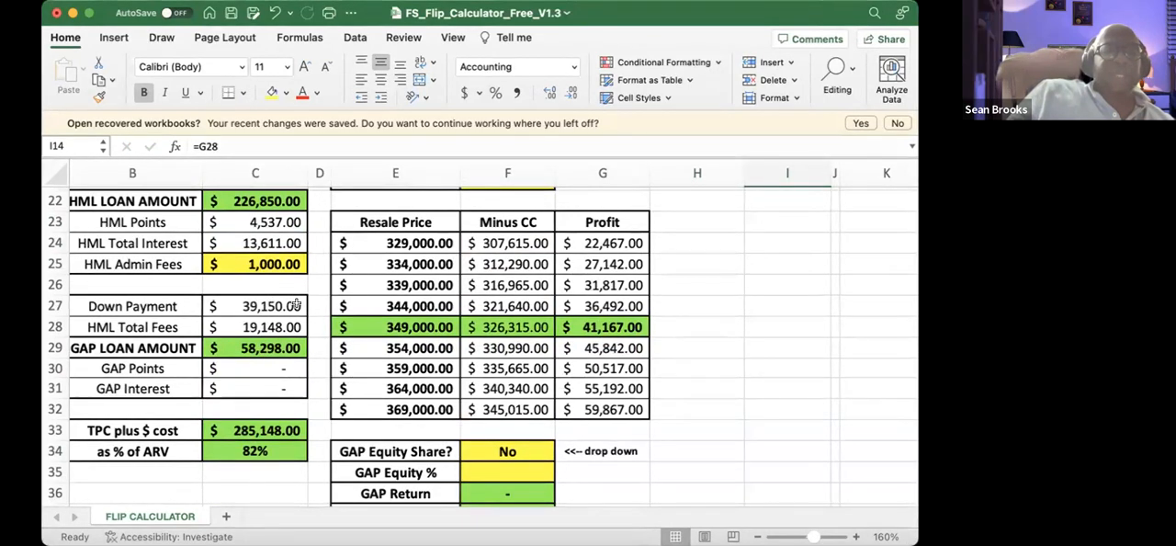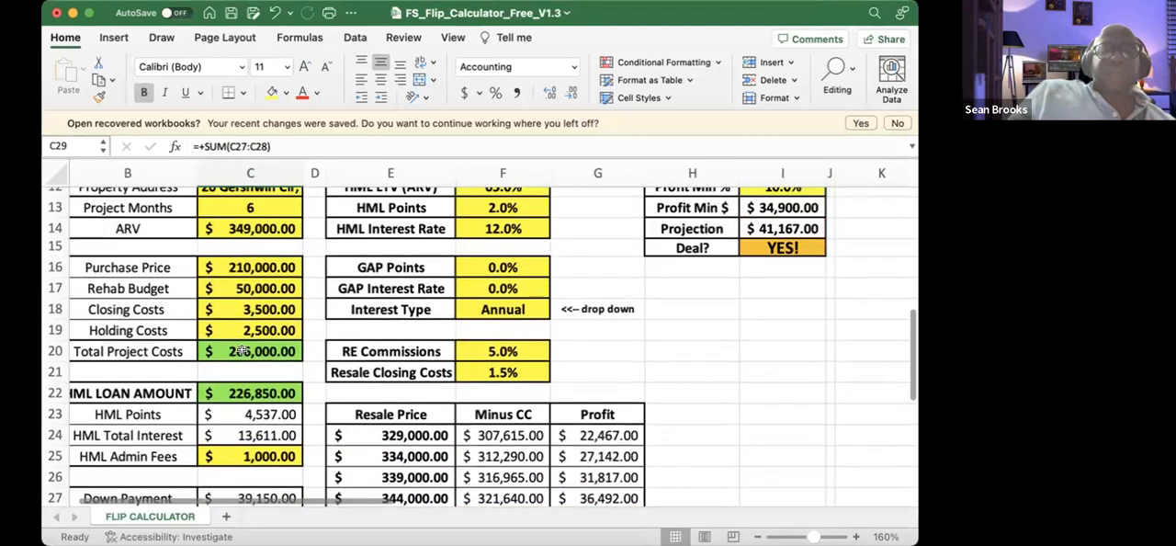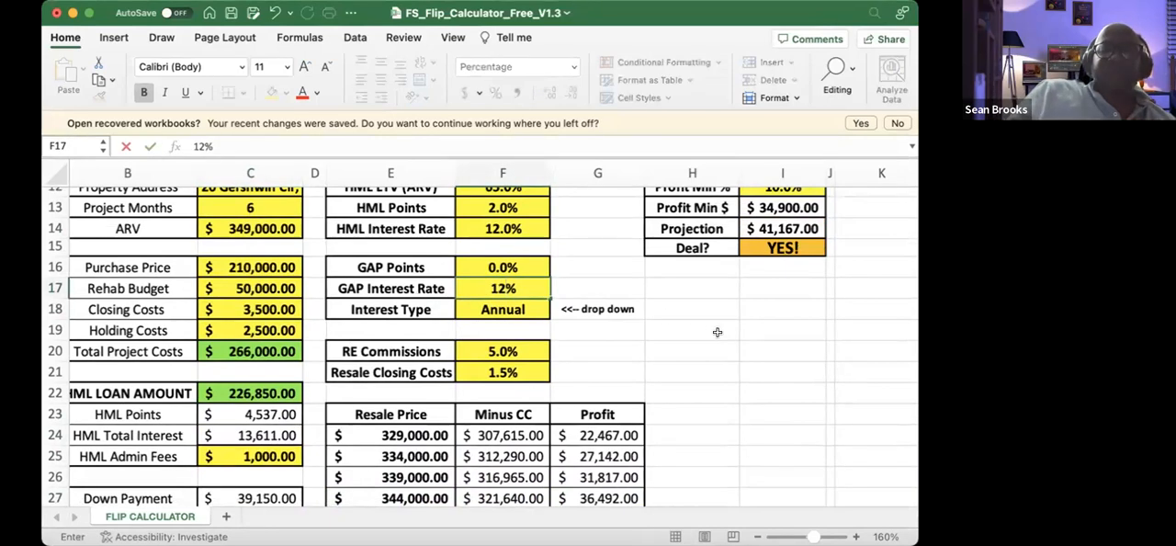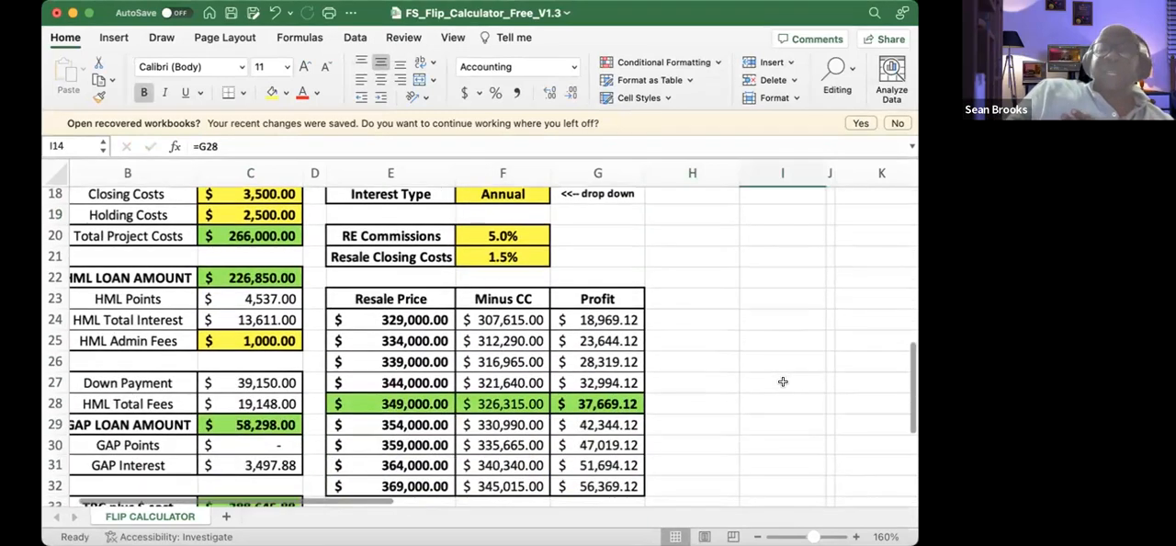All right. So you put down the 39 and then the 19 is the fees. You don't have this $58,000. So this is where a gap funder comes into play. Gap funders normally come into play and they'll charge interest. So let's say we found a gap funder at 12%. So you're giving them 12% of the deal, right? You would still walk away with $37,669. So this would be a deal.